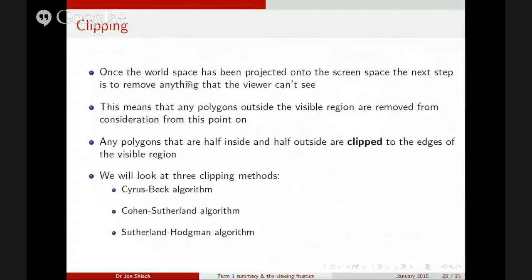So that's where we're up to about assignment 6 in our viewing pipeline. For the next couple of weeks, we're going to be looking at clipping. Now, clipping's all about removing stuff that the viewer can't see.